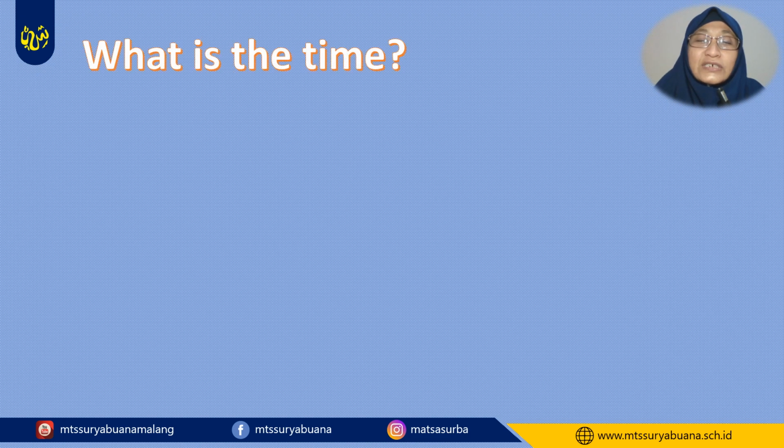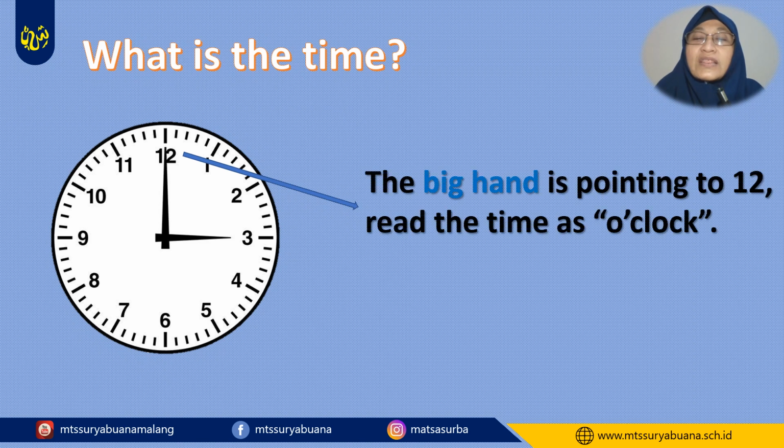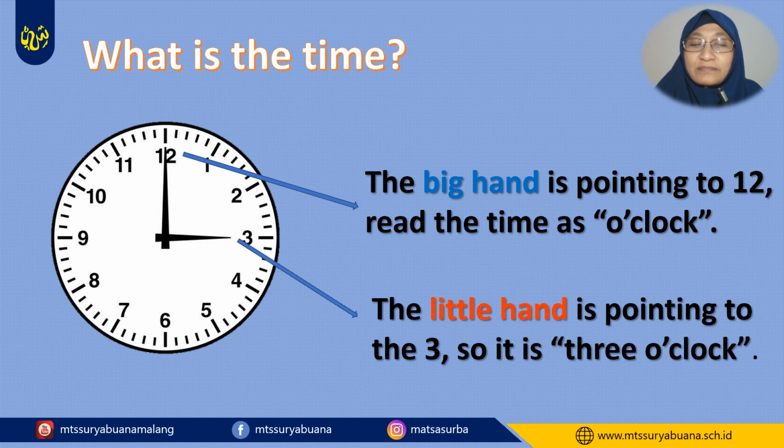Now, let's learn to answer the question, what is the time? Look at this. This one is a clock. Look at the big hand. The big hand is pointing to 12. So, when the big hand is pointing to 12 like this, we read the time as o'clock. And now, look at the little hand. The little hand is pointing to 3. So, we read this as 3 o'clock.